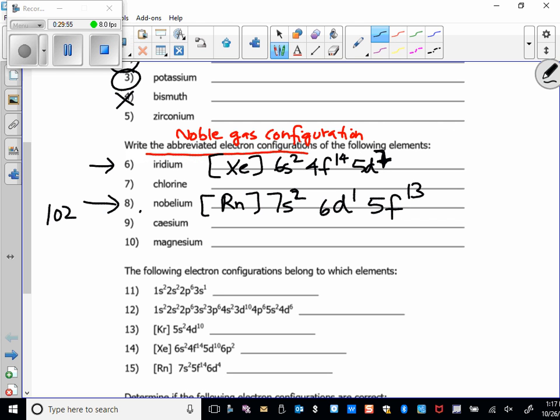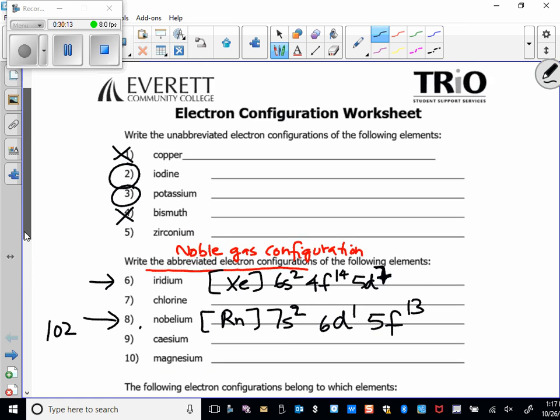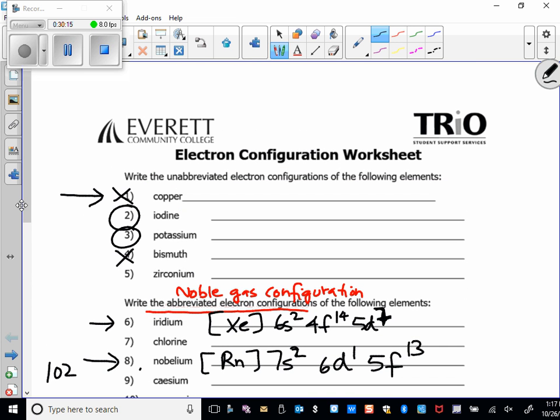So why does chemistry become hard? Because I teach you something and then I will say there are exceptions to the rule. I hate that. It's like the English language. Okay, so let's go back and look at copper.